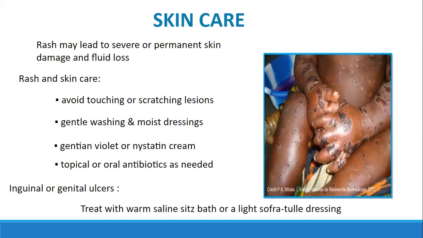Then skin care. Rash may lead to severe or permanent skin damage and fluid loss, so we have to take care of that. For rash and skin care, we have to advise the patient to avoid touching and scratching the lesions, gentle washing and moist dressings, gentian violet or nystatin cream, topical or oral antibiotics as needed. In case of inguinal or genital ulcers, we have to advise the patient to treat with warm saline sitz bath or a light soft tulle dressing.